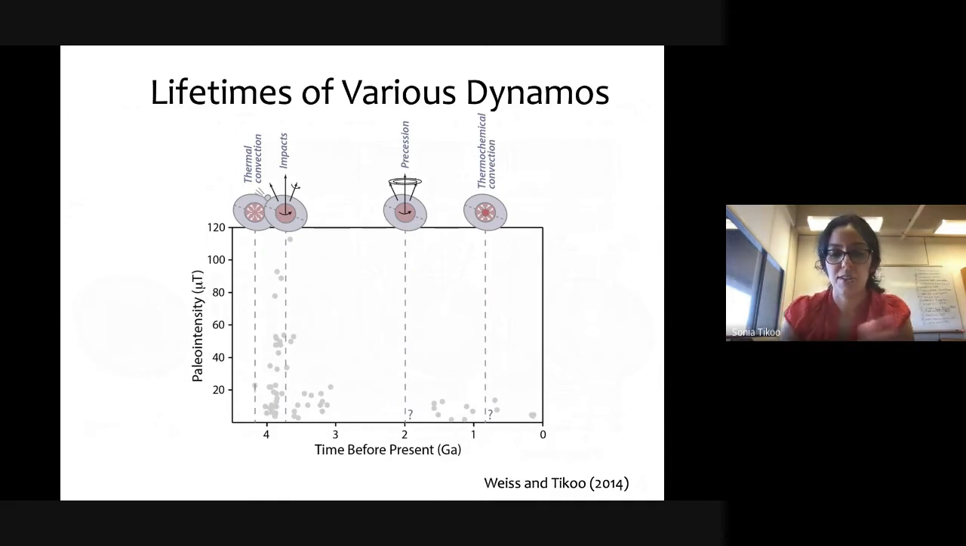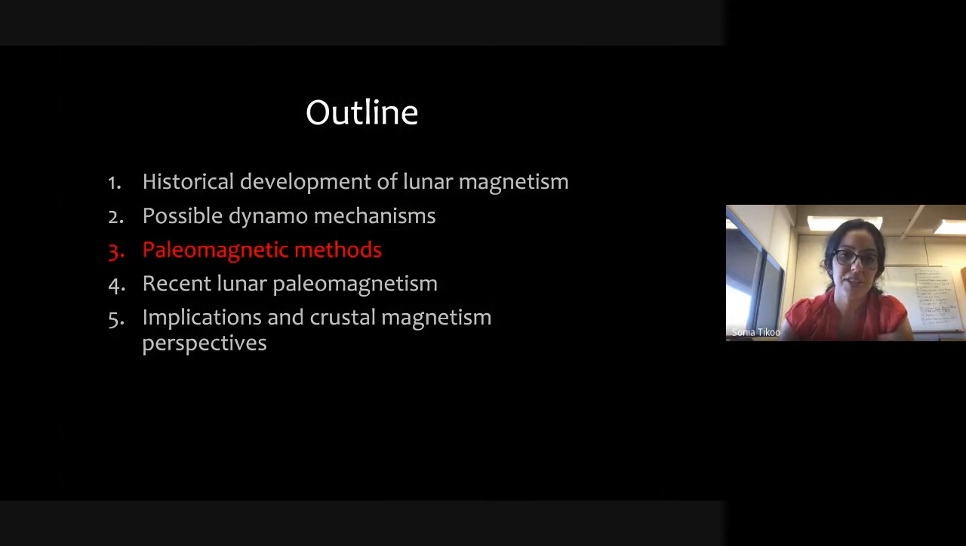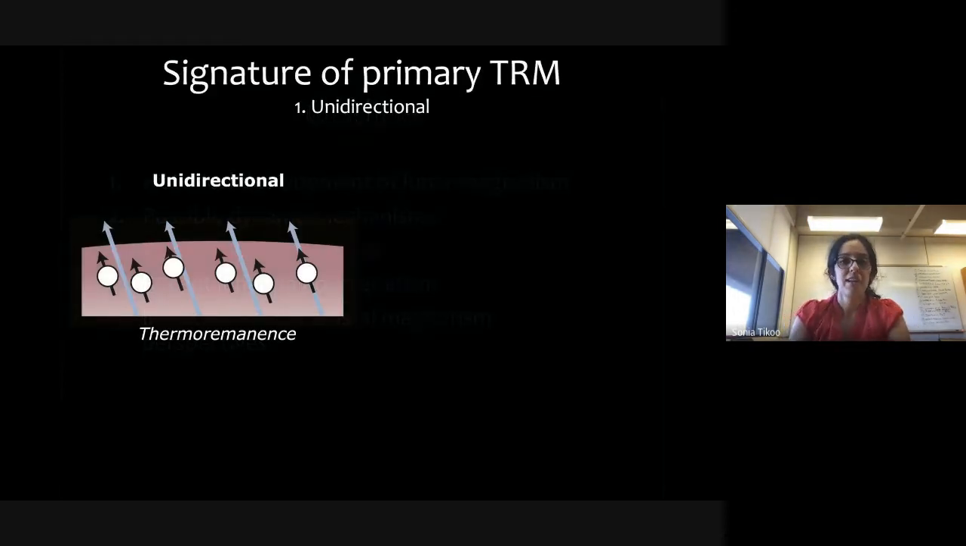So that's what's being discussed on the table. But we need to do paleomagnetism to get an accurate paleointensity history of the lunar field and actually use that paleointensity history to try to discriminate between different field generation mechanisms. And so whenever we do paleomagnetic studies of rocks, we're looking for a few things to try to say that that rock actually contains a dynamo record.